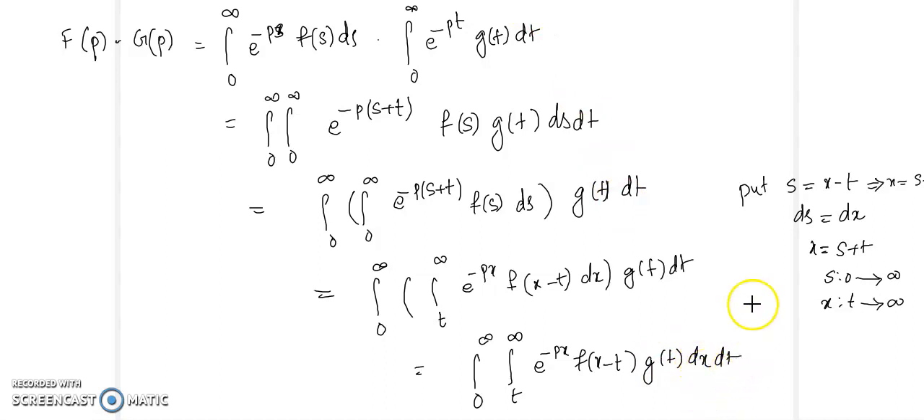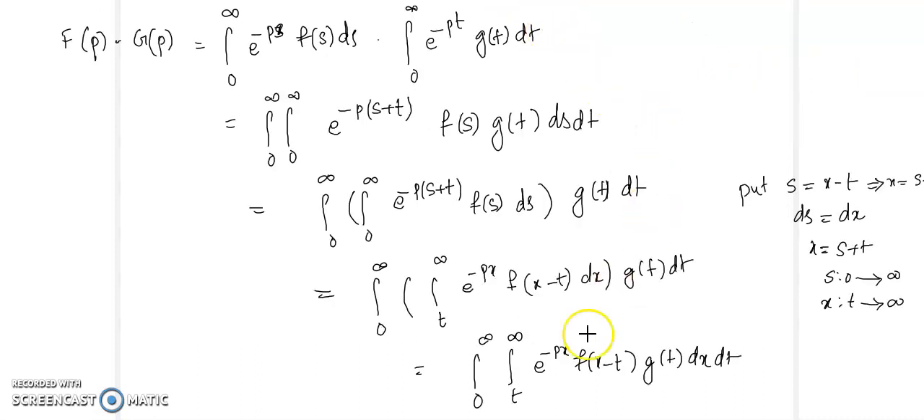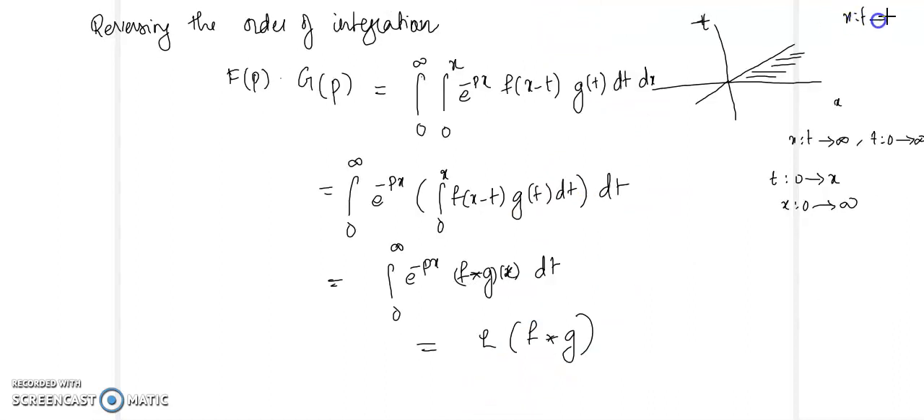Here the order of integration is dx dt, and let us look at what happens when we reverse the order of integration. Now take this as the x axis and this as the t axis. So here x is varying from t to infinity and t is varying from 0 to infinity. So this is our region. The line is x equal to t. So x is varying from t to infinity, that is this portion, and t is varying from 0 to infinity.